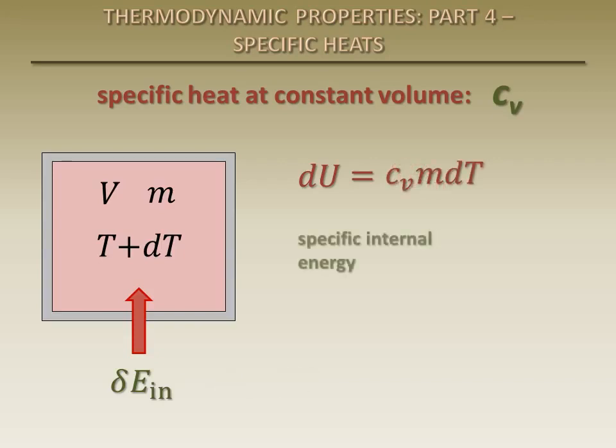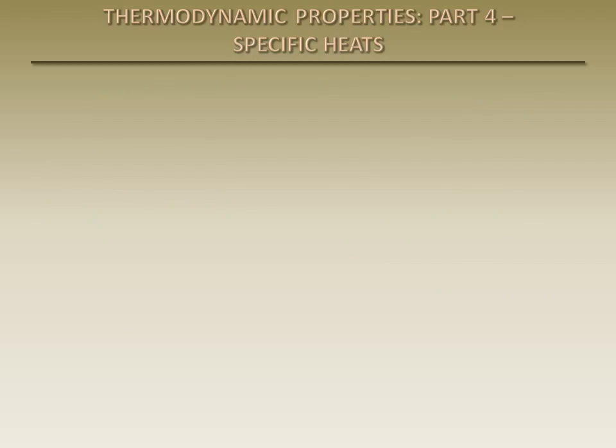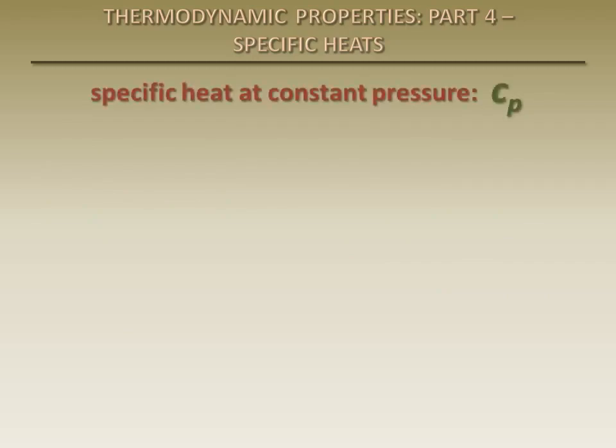Recall that the specific internal energy is equal to the internal energy divided by the mass. Therefore, if we divide both sides of the above equation by the mass, we see that the differential change of the specific internal energy of the substance is equal to the specific heat at constant volume times the differential change in temperature. So the specific heat at constant volume is equal to the derivative of the specific internal energy with respect to the temperature. Notice that this is a partial derivative since the specific internal energy is a function of other properties as well. We will now derive a similar expression for the specific heat at constant pressure.